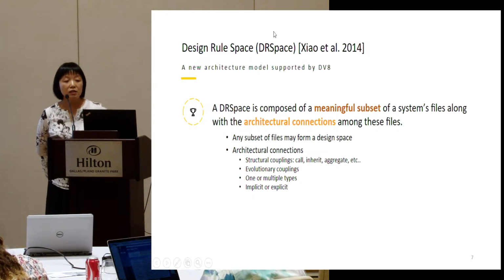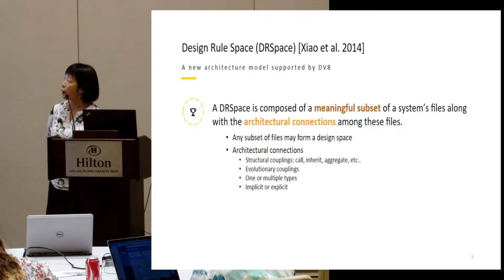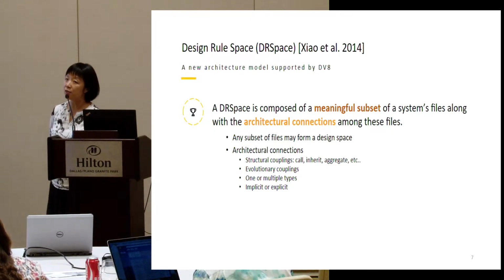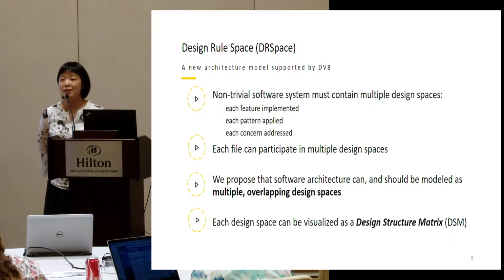Okay. So given this information, I want to briefly introduce the model we use as the input of our tool, Churn DV8. We call that the design rule space. And this is also the new model we proposed in our FSE 2014 paper. In that paper, we proposed to model software architecture as a set of overlapping design spaces. And each design space consists of a meaningful subset of the system files, and these files must have some kind of architectural relation. So you may ask, what exactly is meaningful?